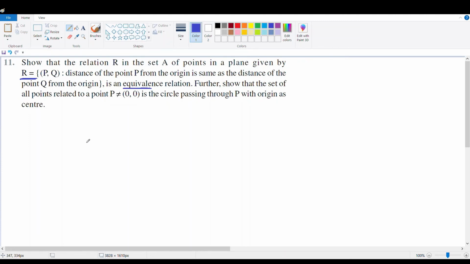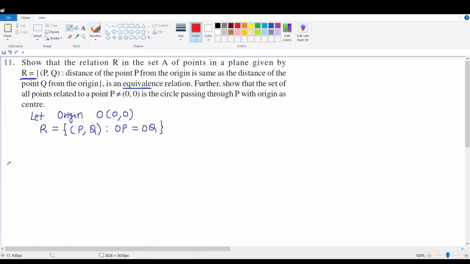Let the origin be O, which is (0, 0). If I write this R in an easier manner, then R is the set of all points (P, Q) such that OP is equal to OQ. This makes sense because the distance of the point P from the origin, that is OP, is the same as the distance of the point Q from the origin, OQ. We took the origin as O at (0, 0). Now we need to show that this is an equivalence relation.